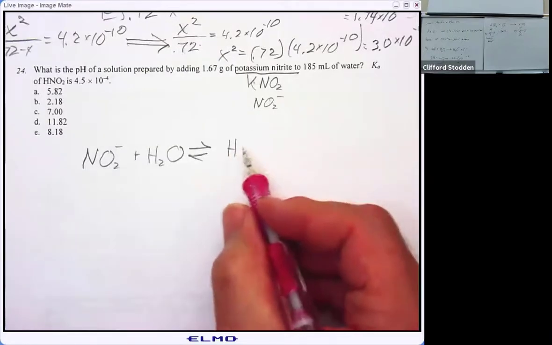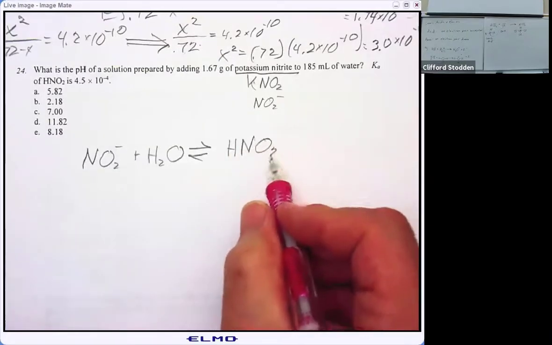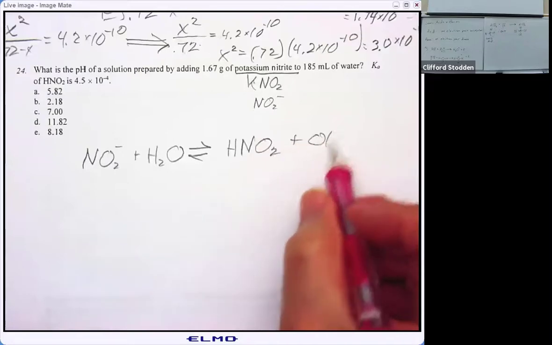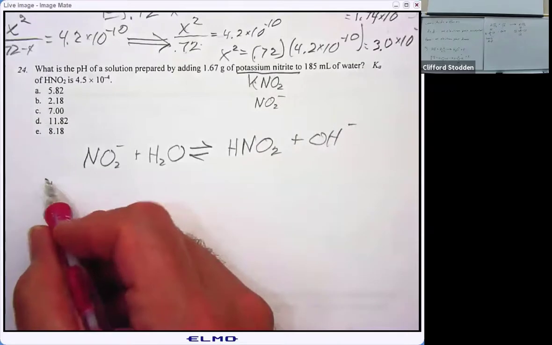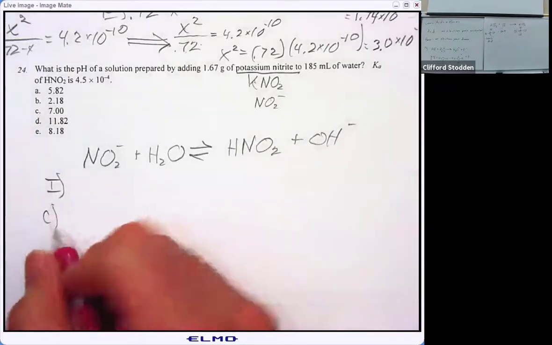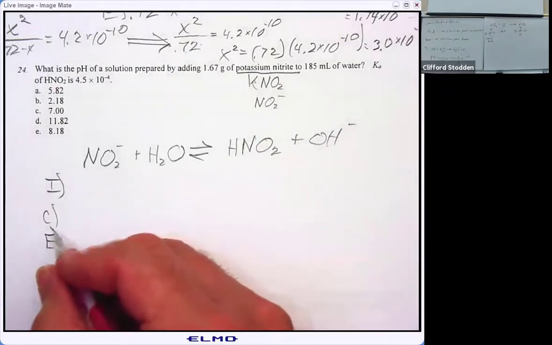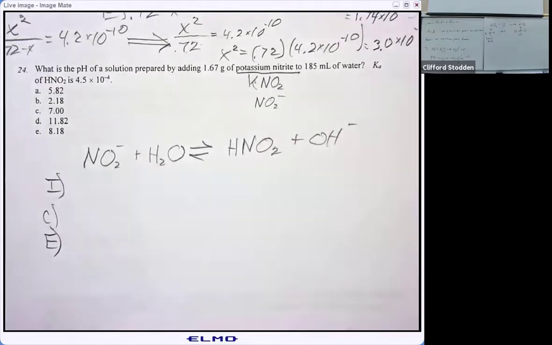It's going to pick up the H and leave behind the hydroxide, making the solution basic. So we're going to do an ICE problem here to figure out what the pH is. Now, there's a couple of curveballs here that you've got to be careful about.